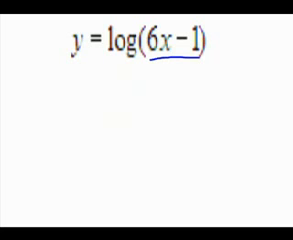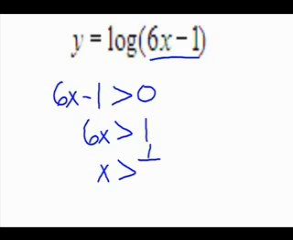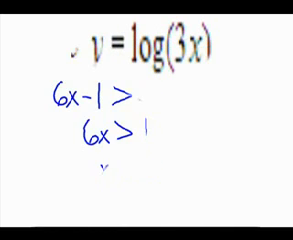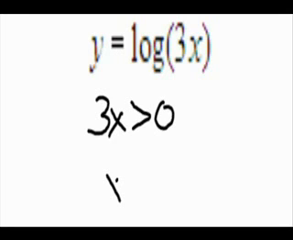Again, we set our 6x minus 1 greater than 0. We add over the 1 and divide by 6. The domain here is x must be greater than 1/6. For our last example, we set whatever's inside of our log function, 3x, greater than 0, divide by 3 on both sides to get x must be greater than 0.